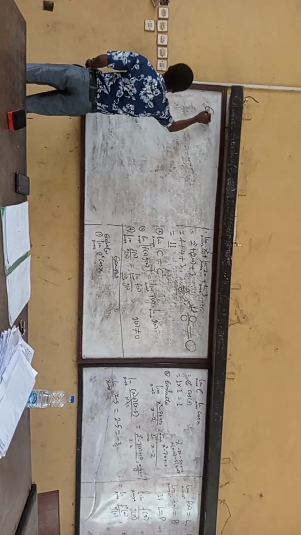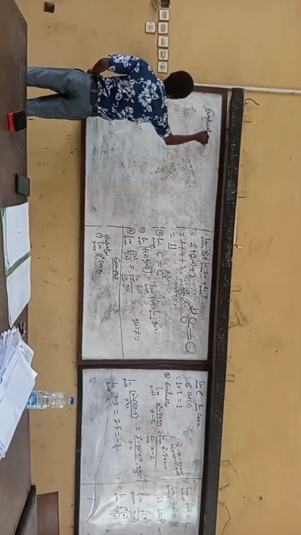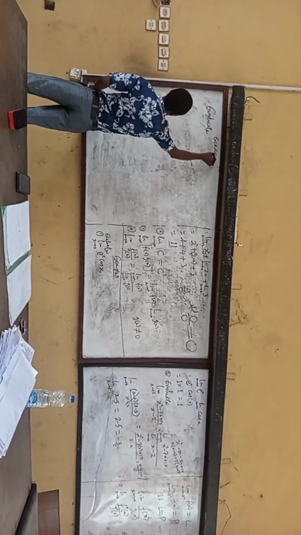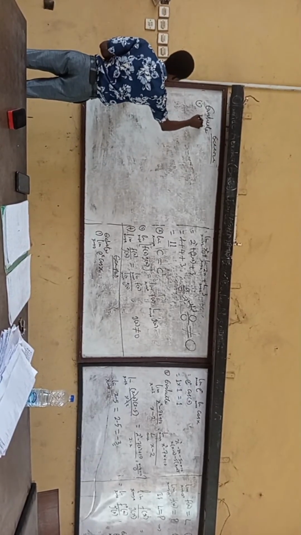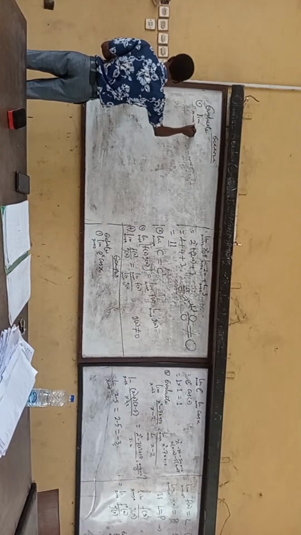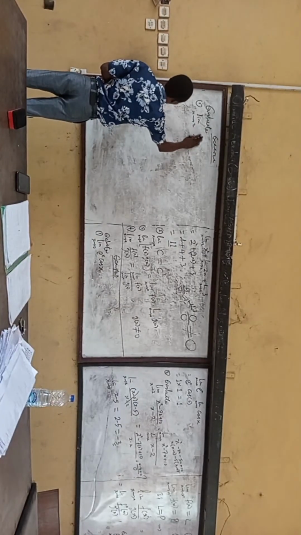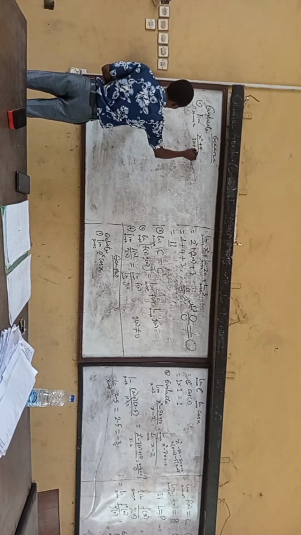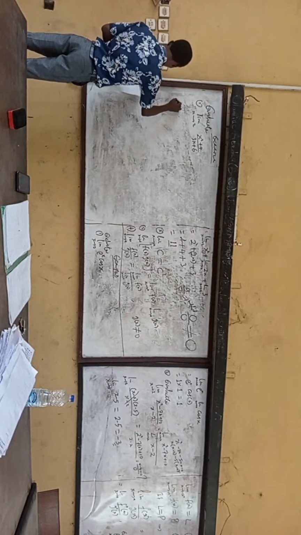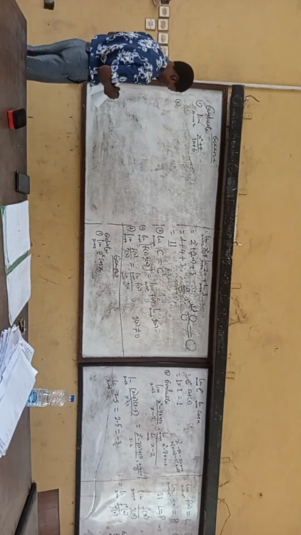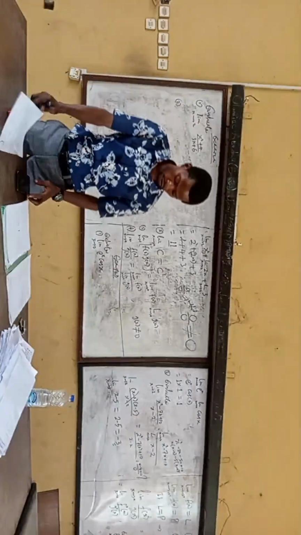Oh yeah, evaluate. Number 1: the limit as x goes to 2 of (x squared plus 4) over (3x plus 6). What's the answer from the back?